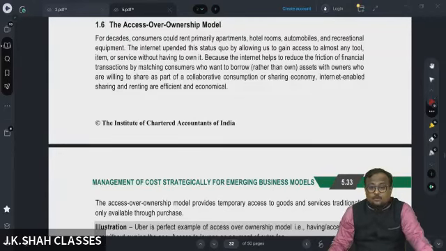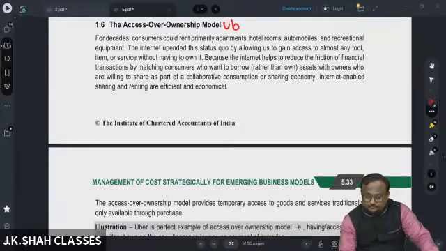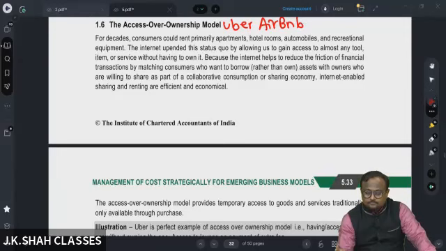Okay. Now, access over ownership model. Simple example is Uber, Airbnb. Airbnb can be the example. You can use premises. The flat or the villa is owned by someone else. You can use it for 3 days, 4 days, pay for it and get lost. Uber, I don't need a car. I book Uber.